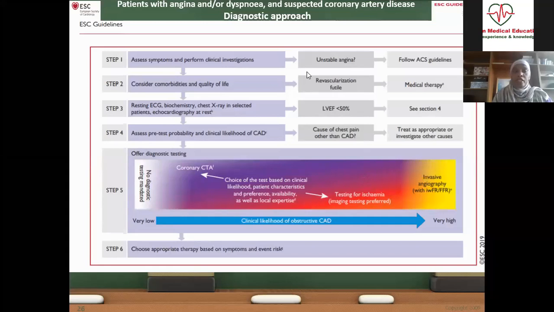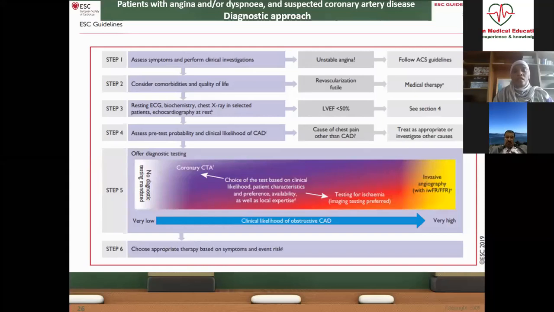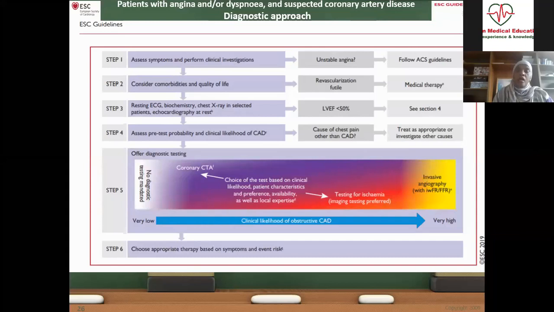procedures. The third step is, of course, the workup with the resting ECG and all the biochemistry, including the full blood count, troponin, as I said earlier, we have to rule out the acute coronary syndrome, and the chest X-ray in selected patients, and the echocardiogram. And the fourth step is to assess the pre-test probability and the likelihood of coronary artery disease. So if you identify the cause of the chest pain, which is not related to coronary artery disease, then those patients, you can refer them to the appropriate investigation.